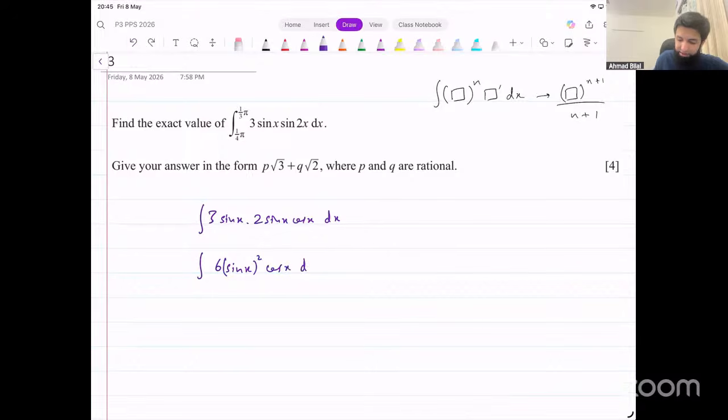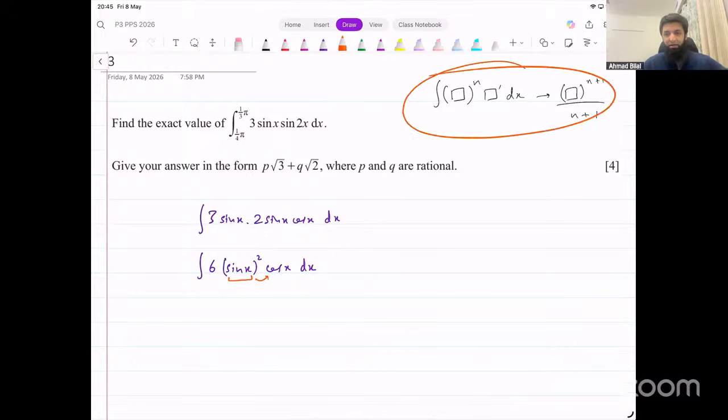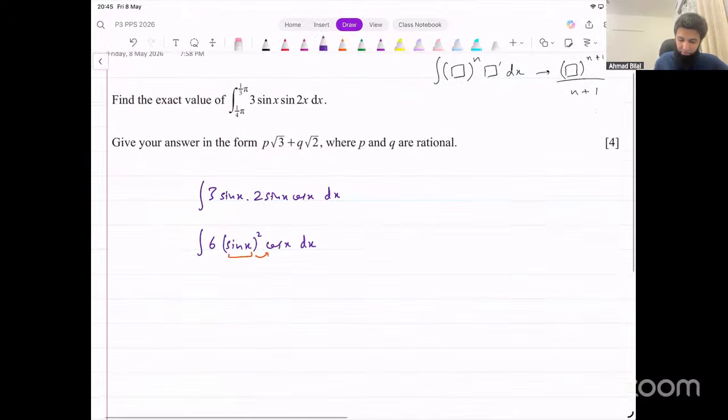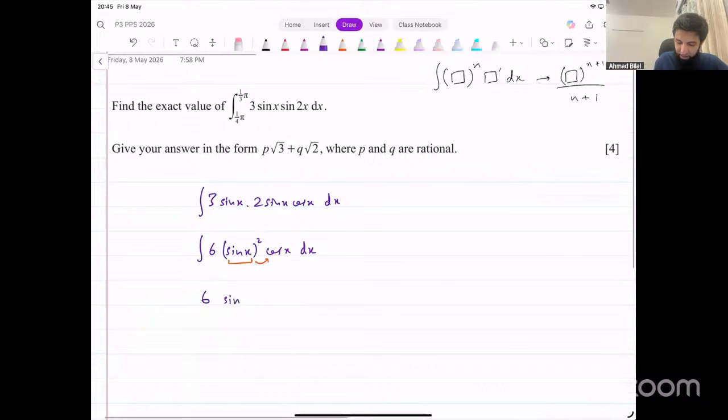And now you see it is exactly that form where you have some expression inside brackets, there's a power on top of that, and we have the derivative of that multiplying outside. We can just use this directly. And that will give us 6 constant as it is. Integration of this thing, what is that going to be? Just sine x whole raised to power 3 divided by 3. That's your integration. Input limits now. Limits are from pi over 4 to pi over 3.